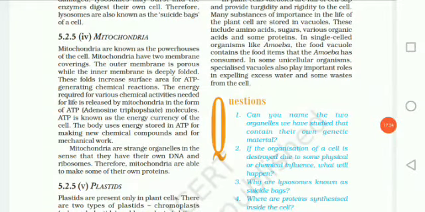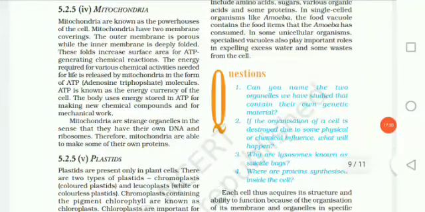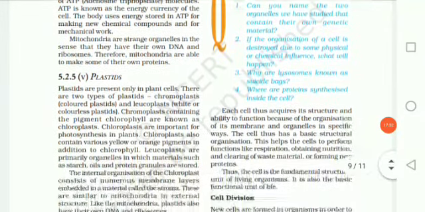Next we have mitochondria, which are called the powerhouse of the cell. They generate energy by chemical reactions. The energy required for various chemical activities needed for life is released by mitochondria in the form of ATP, adenosine triphosphate. Mitochondria are strange organelles in the sense that they have their own DNA and ribosomes.